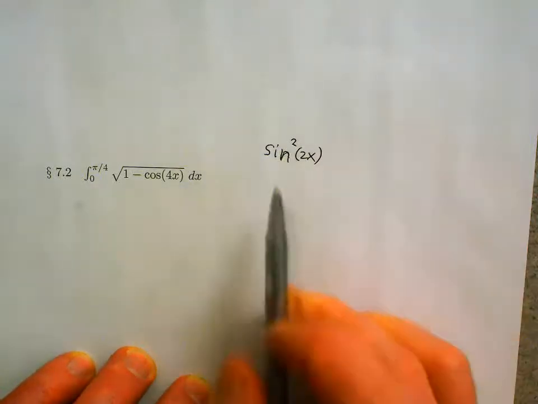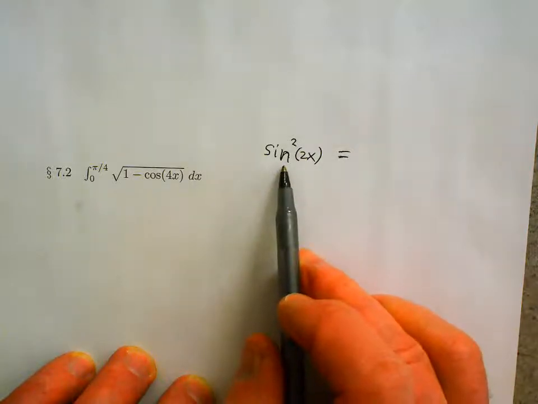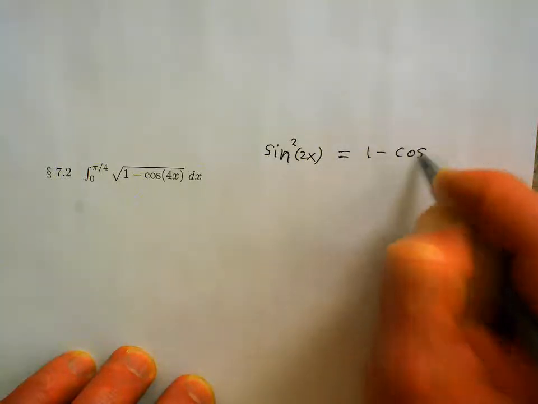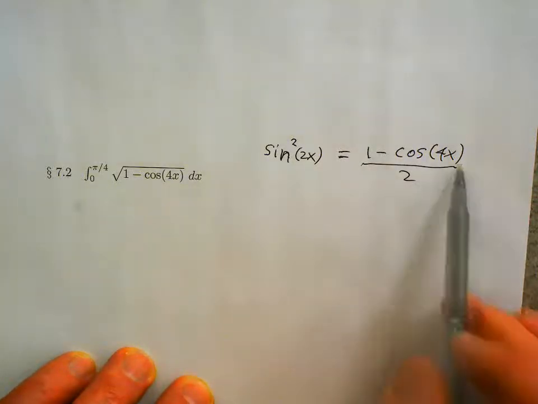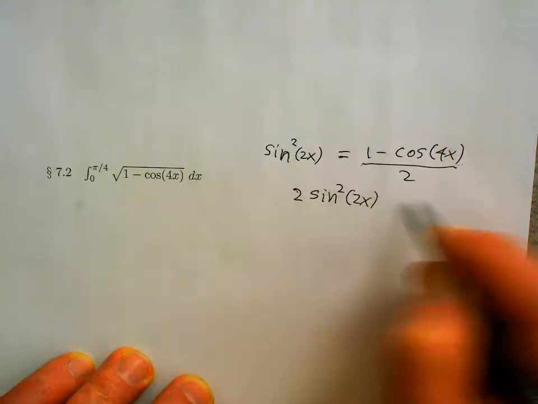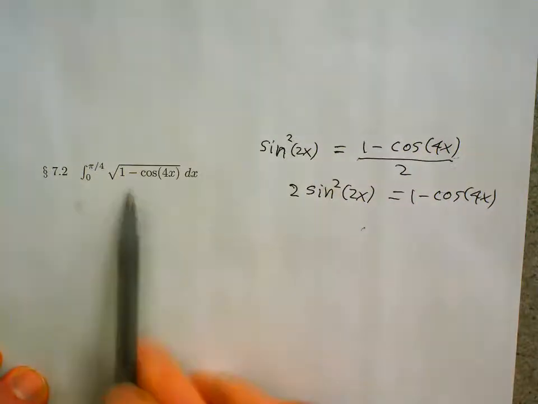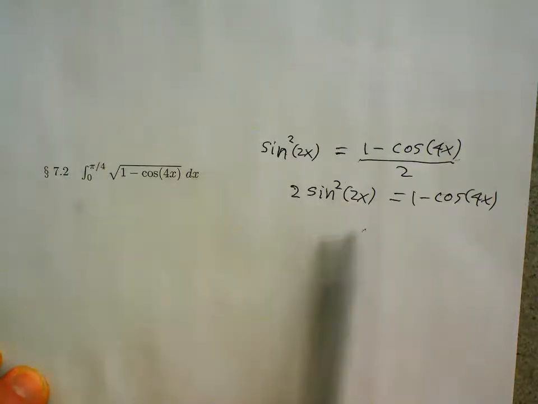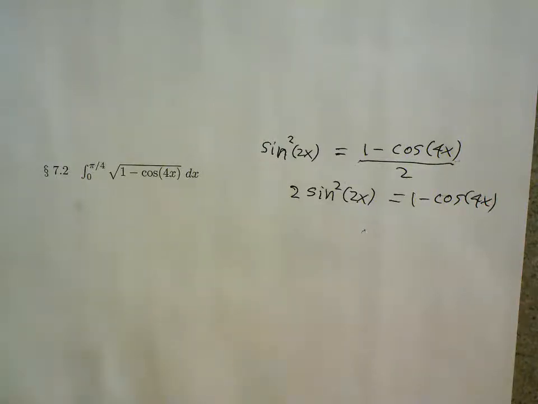and then using that identity for sine squared, this is 1 minus cosine of 4x divided by 2. So 1 minus cosine of 4x is just 2 times sine of 2x squared. When you replace 1 minus cosine of 4x with 2 times sine of 2x squared inside the square root, then what follows is pretty nice because the square root of sine squared is sine.